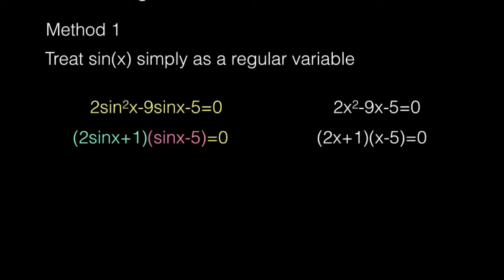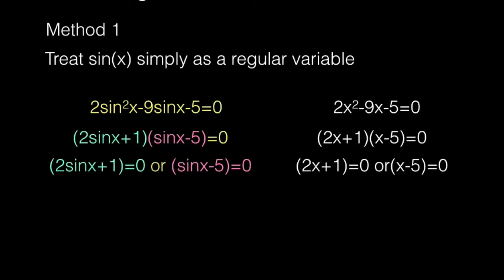And then we would set the 2 sine x plus 1 to 0 and sine x minus 5 to 0. And then we get sine x is equal to negative 1/2 and sine x is equal to 5. Now when you just dealt with x, once you got that, you were done. You got x is equal to negative 1/2 and x is equal to 5. But in this case, we're using sine x, so we have to do an extra step.